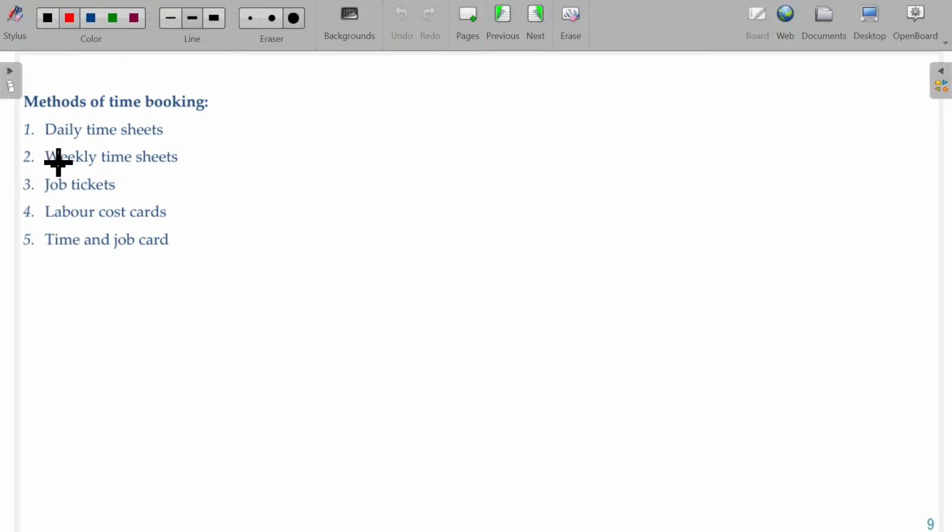We may have the job tickets, labor cost card. Labor cost card is nothing but employee cost card. Okay. Daily time sheet, weekly time sheet, and time and job card. So these are the methods we have. So what is called job tickets?